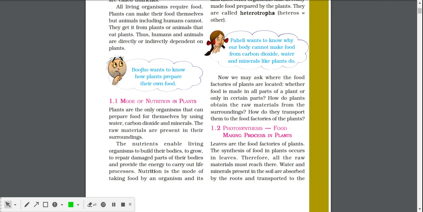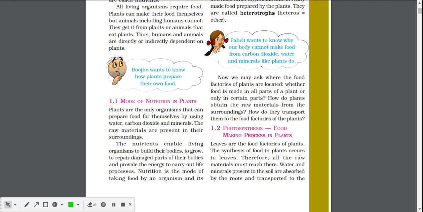Yes, they also have two things known as xylem and phloem. These are basically tubular vessels that help the plants to transport water and minerals to all the body parts, right? Okay. Now the process known as photosynthesis, the food making process in plants.